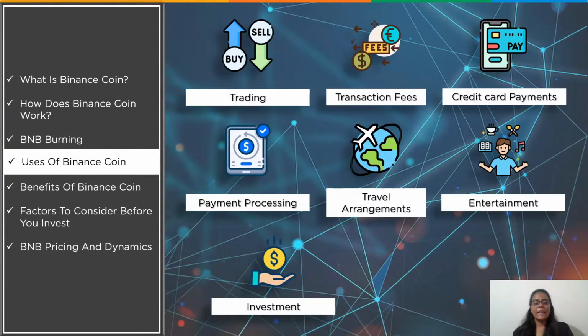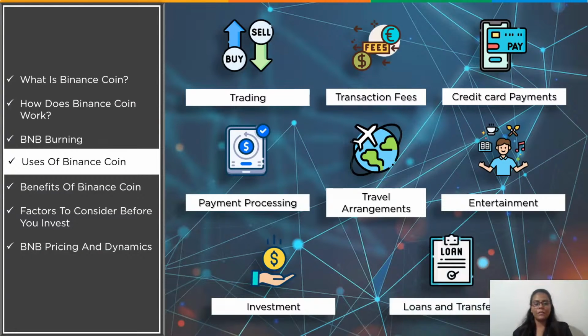Next in line is investment. Binance Coin can be used to invest in stocks, ETFs, and other assets on a variety of platforms. And at last is loans and transfers. On some platforms, BNB can be used as collateral for loans. There are also apps that allow users to use Binance Coin to split bills and pay friends and relatives. So now that we have covered the basics of the Binance Coin, let's have a look at some of its benefits that make it unique.